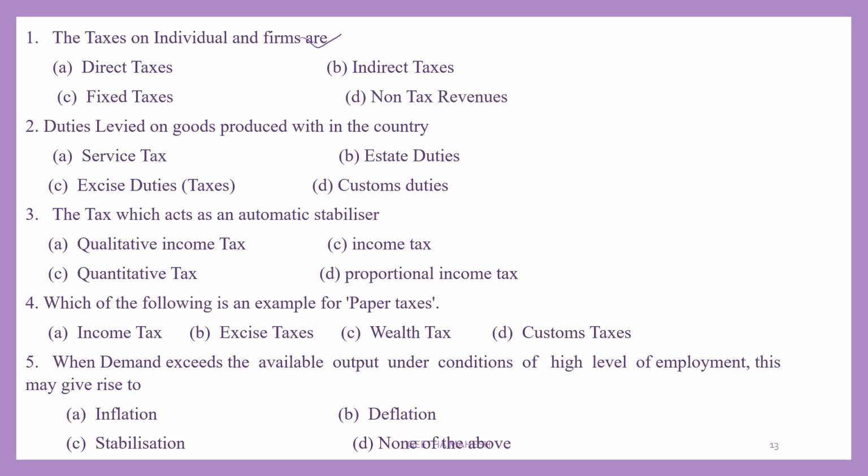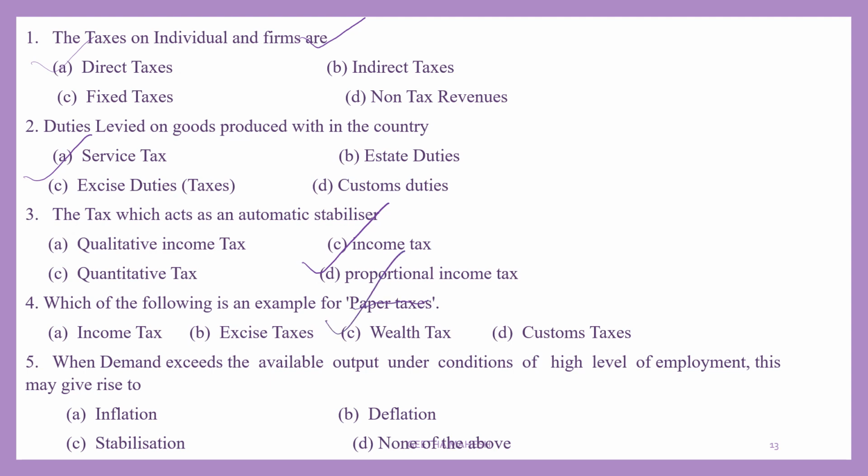Taxes on individuals and firms, we call it as direct tax. Duties levied on goods produced within the country, we call it as excise duties. Tax which acts as an automatic stabilizer, proportional income tax. Which of the following is an example of paper tax, that is wealth tax?